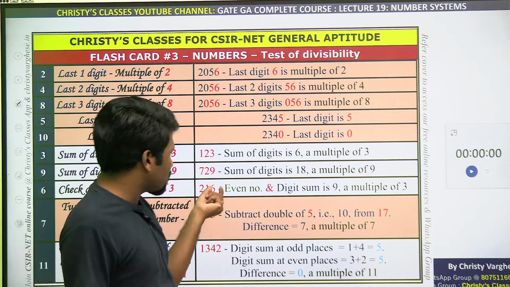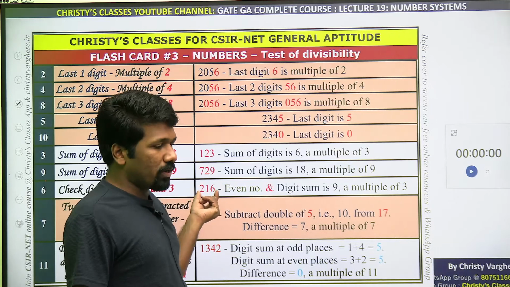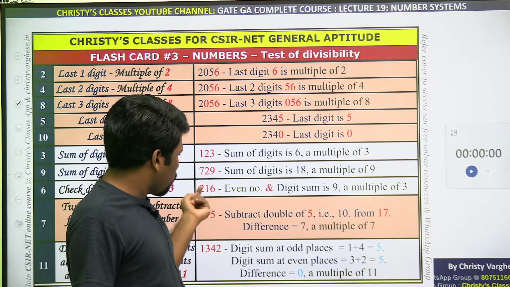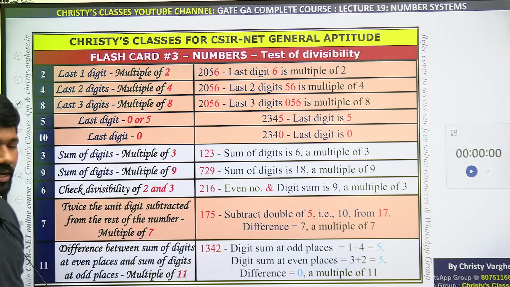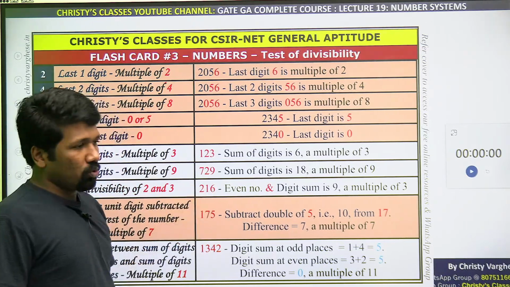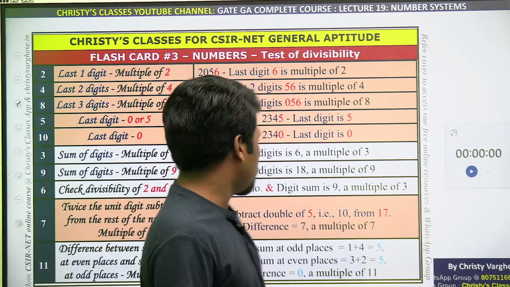फॉर एग्जांपल 216. इवन नंबर है या लास्ट डिजिट 2 का मल्टीपल है, इसलिए वो 2 का मल्टीपल हो गया. नाउ 2 plus 1 plus 6, 9 is multiple of 3, so नंबर 3 का भी मल्टीपल है. 2 और 3 दोनों का मल्टीपल है, इसलिए 216 is multiple of 6 also.